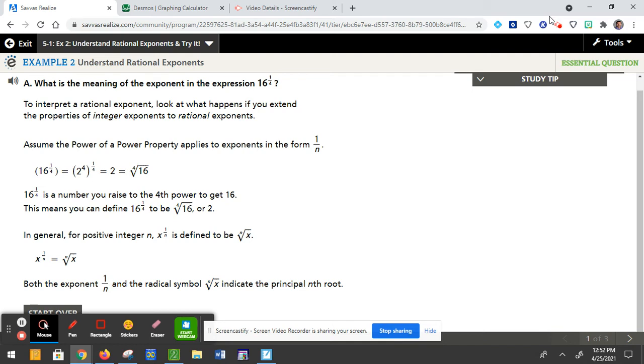So in general, for positive integer n, x to the 1 over n is defined as the nth root of x. So x raised to the power of 1/n is equal to the nth root of x. It's just another way of expressing the same thing. So if it was like x to the 1/3 power, that would be the cube root of x, for instance.